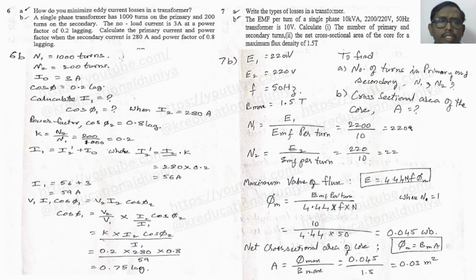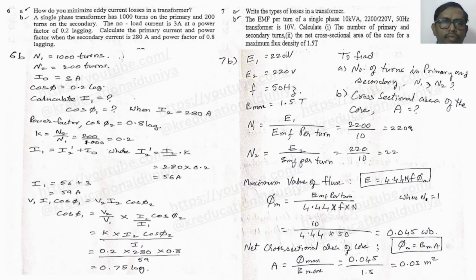Next, the I1 value. What is the I1 value? Total current equals no load current plus I2 dash current, which is going in the primary. So I1 equal to I2 dash plus I0. What is I2 dash? The formula for I2 dash in the equivalent circuit is I2 into K. So I2 value is 280 and K value is 0.2. So we got I2 dash equal to 56 amperes.